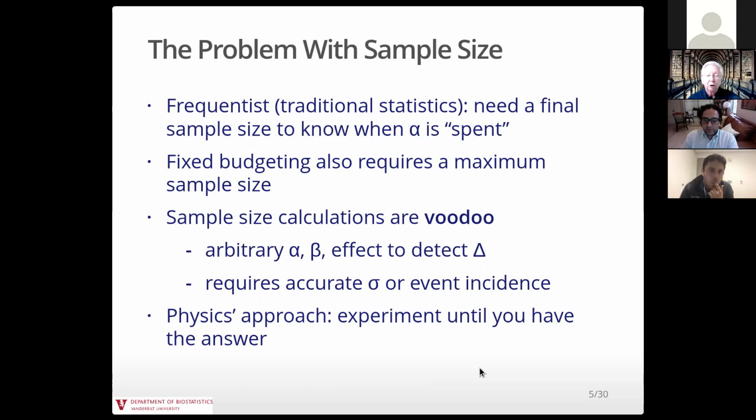And so what is the problem with sample size? Well, in the traditional way of thinking, we need a final sample size. And part of the reason for that, besides budgeting, is you need to know when the alpha is spent. So you need to have something to spend the alpha against.